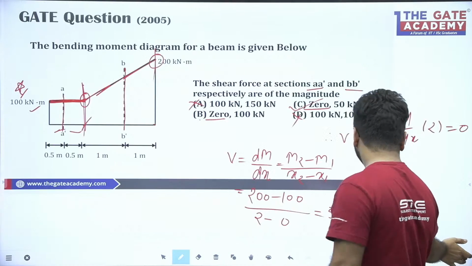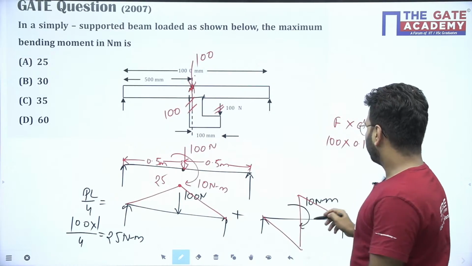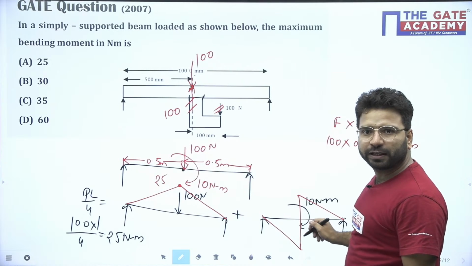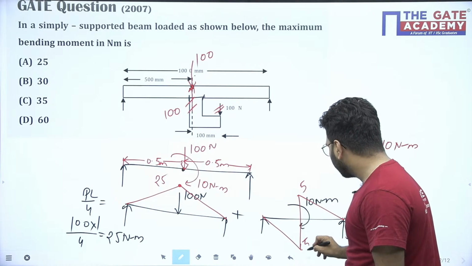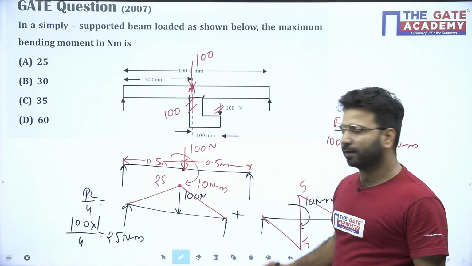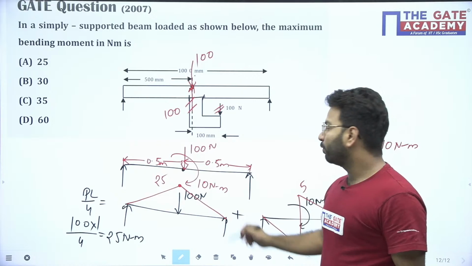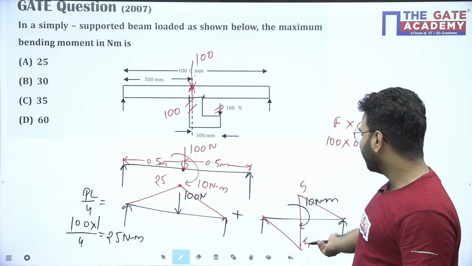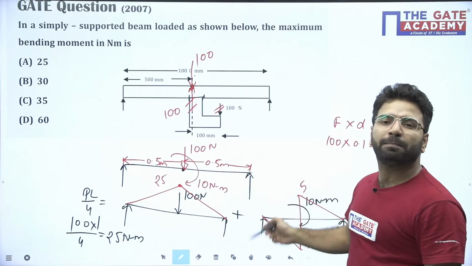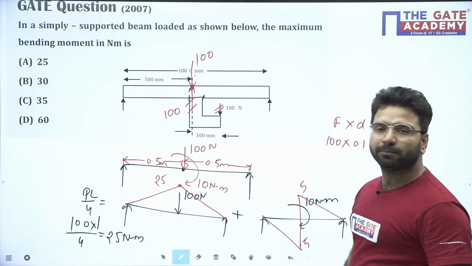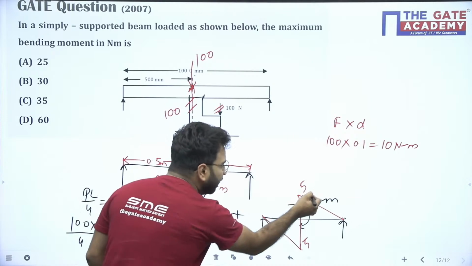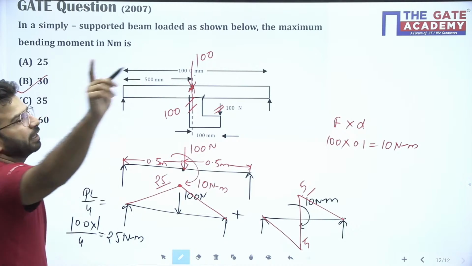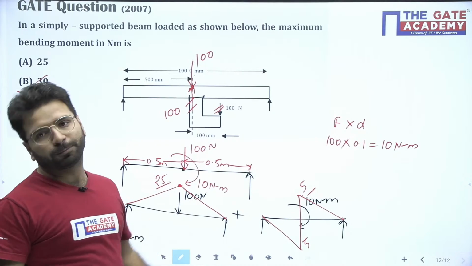Now, what bending moment will come here? M by 2, M by 2. 10 is the total, so M by 2 means 5 will go up, 5 will go down. So the total positive bending moment is 25 plus 5. What is the negative? It's only 5. So what is the maximum bending moment here? 25 from this, 5 from this. The maximum bending moment is 30, beta. Okay, so this is the shortest way to solve this problem.